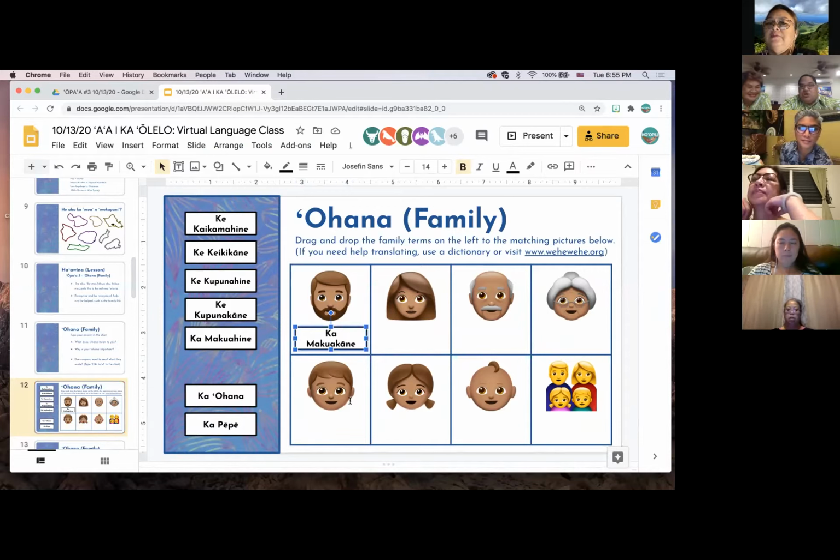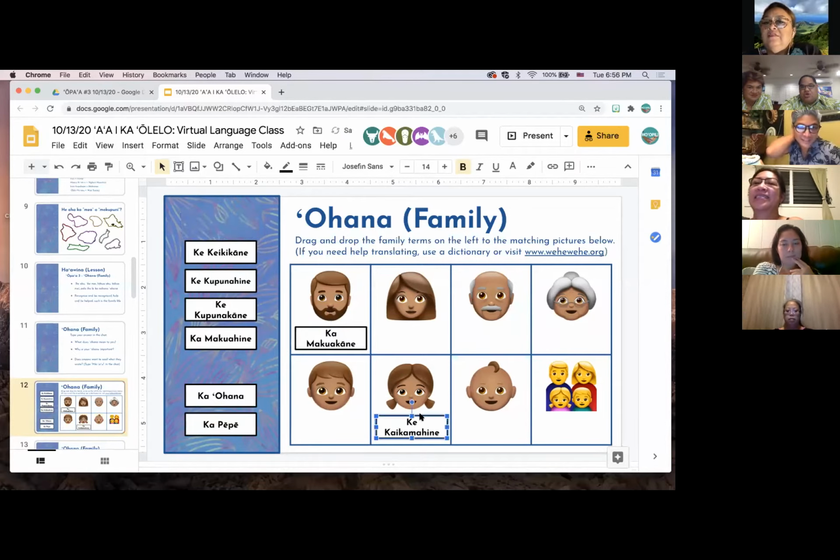Let's try and change it up. What is this one? Did you put on a coconut hat or something on him? Yeah. Okay, that takes a lot of time. Okay. So this one. Keiki. No, it's a girl. Kaikamahine. Kaikamahine, good. Okay. Let's try. If you guys in the chat can write your answer for this emoji right here. Old guy. What is that?